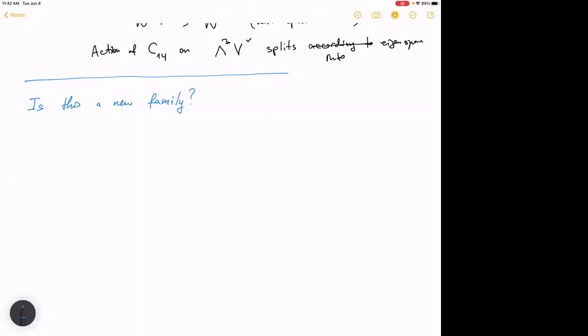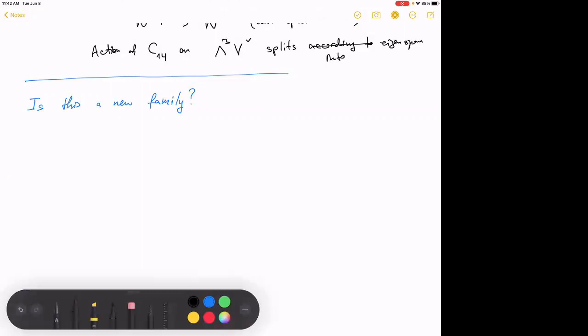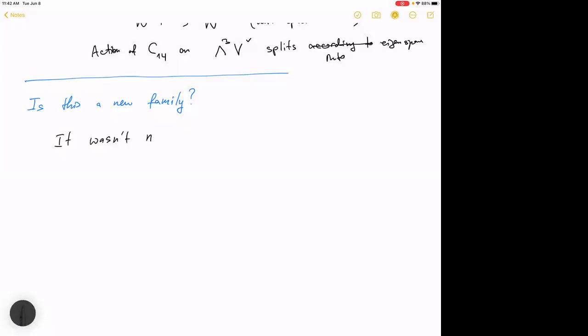Well, there was a big survey, trying to remember who the authors are. Escapes my mind. But there's a standard survey on the surfaces of general type. And there, this surface was listed. So it wasn't new. But the way it was not new is the following.